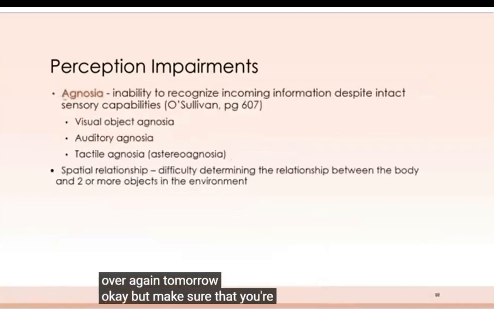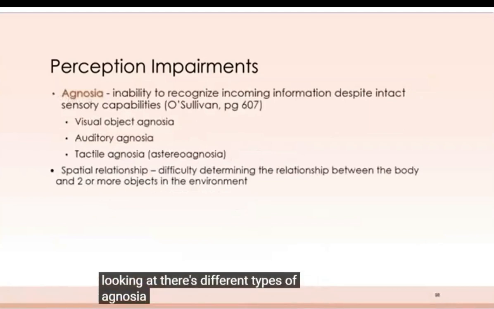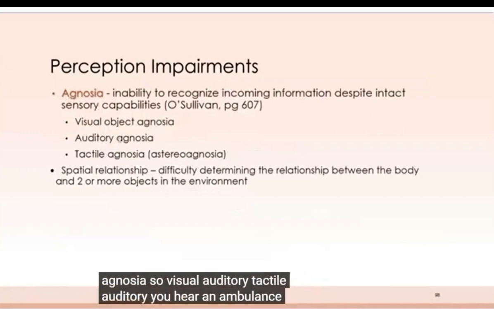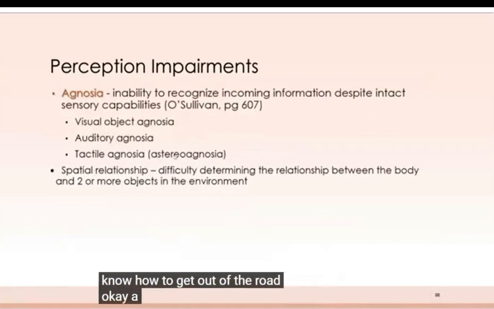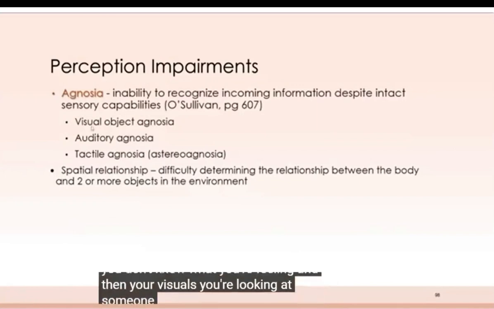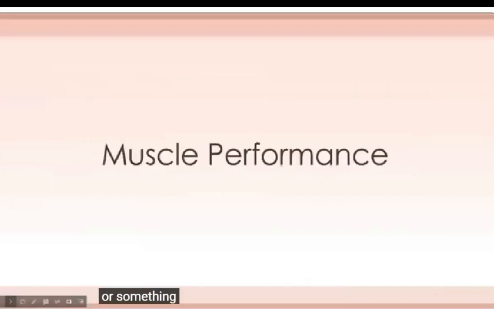Okay, but make sure that you're looking at the different types of agnosia: visual, auditory, tactile. Auditory: you hear an ambulance and you don't know it's an ambulance. You don't know to get out of the road. Okay, astereognosis is the tactile one, and you don't know what you're feeling. And then visual is you're looking at someone and you don't know who they are or something.